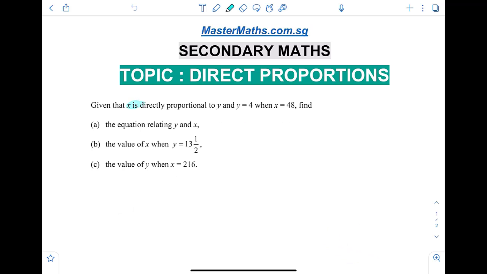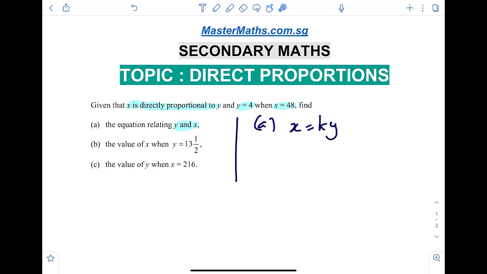Given that x is directly proportional to y and y is equal to 4 when x is 48, find the equation relating y and x. Part A. X is directly proportional to y.